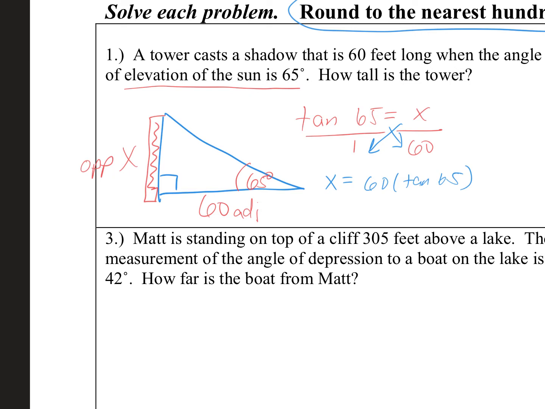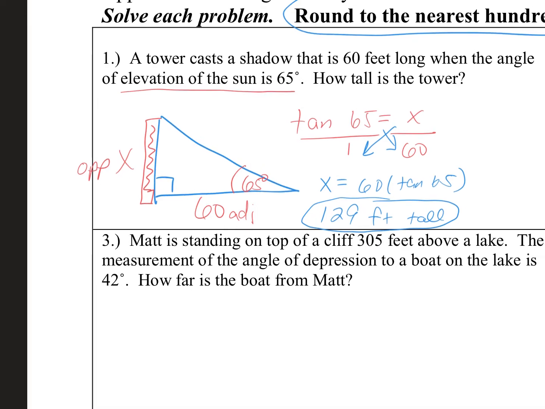You can round to the nearest foot. That's fine. What do you guys get? 129? So it's about 129 feet tall. Now, if you got a negative or something like that, check your calculator that you're in the degree mode. You don't want to be in radians. If you didn't get that answer, talk to me in a second. Come see me after school so we know how to work our calculator. That's important. But it's the setting up that is the hardest part.